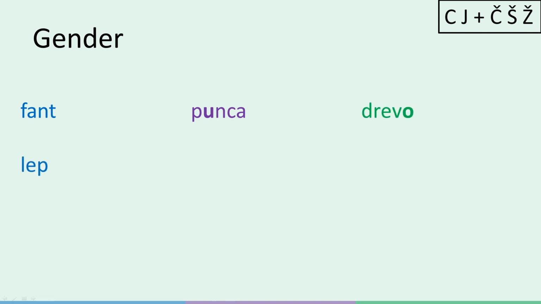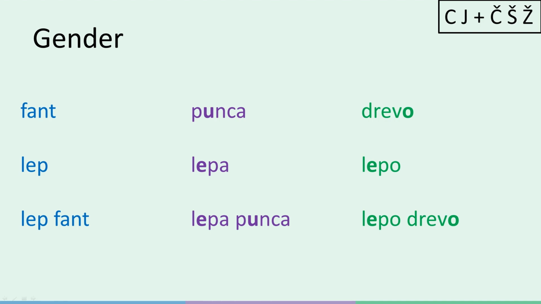The adjective beautiful to describe masculine nouns is lep. When preceding feminine nouns, it's lepa, and when describing neuter nouns, it's lepo. So as you can see, the adjective matches the noun it describes. With masculine nouns, it's a matching consonant plus consonant. With feminine nouns, it's A plus A, and with neuter nouns, it's O plus O. A beautiful boy is therefore lep fant, a beautiful girl lepa punca, and a beautiful tree lepo drevo.